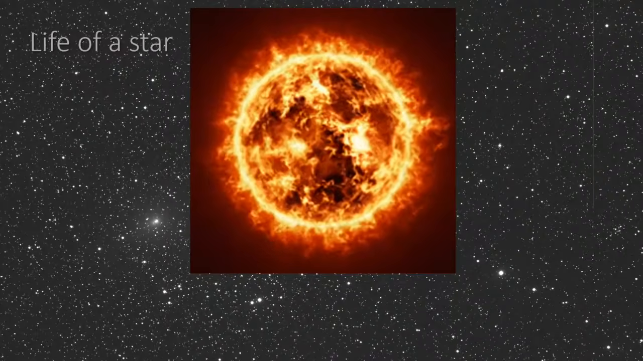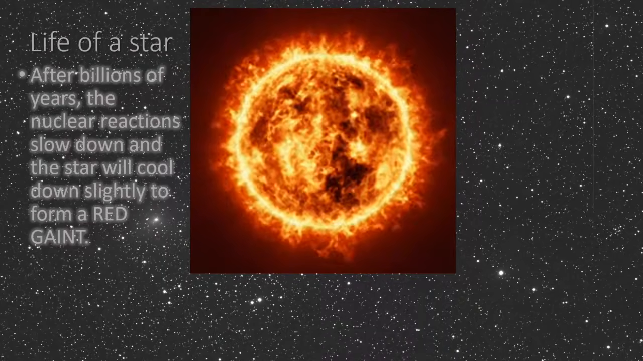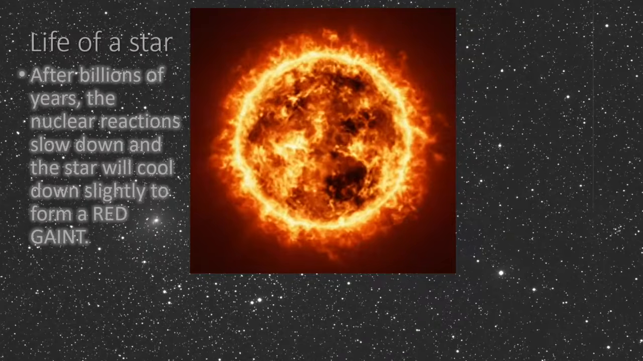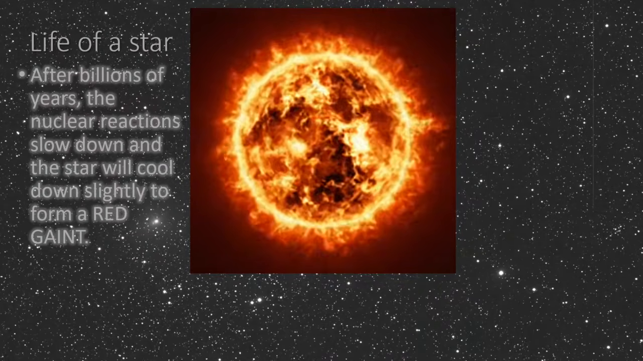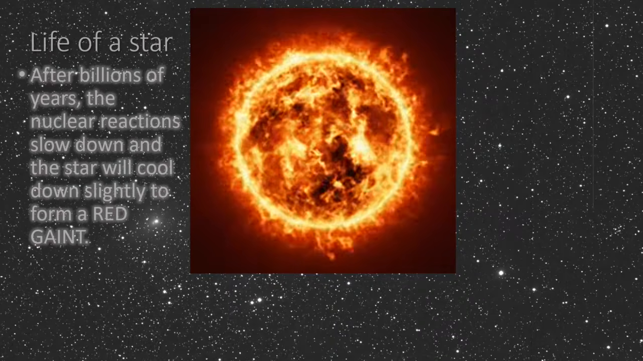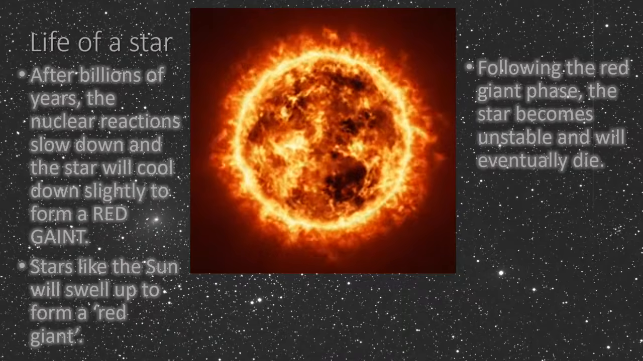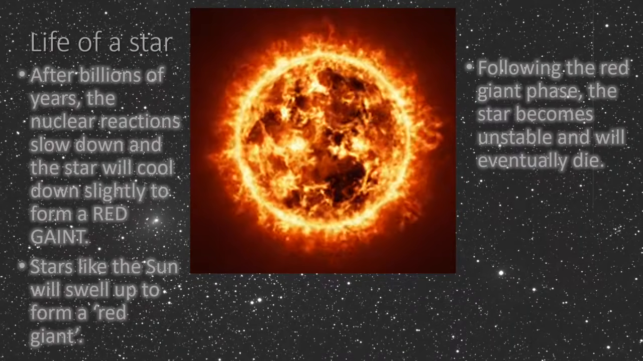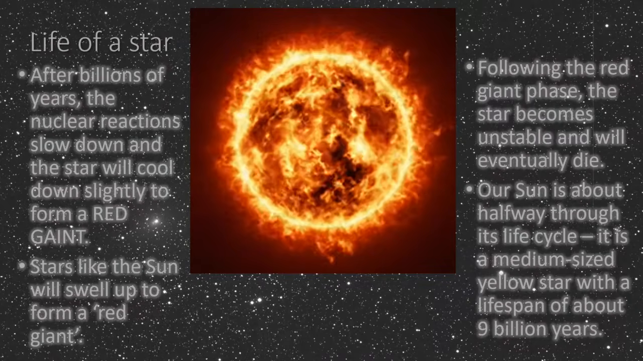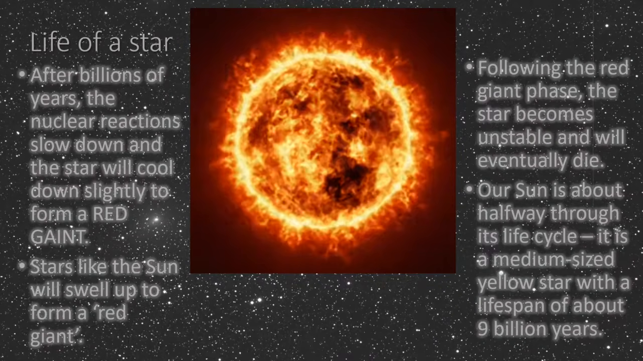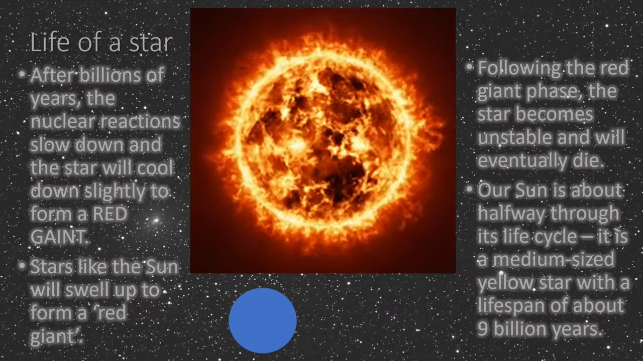Now let's have a look at the life of a star. For most of their lives, stars will change hydrogen to helium, but after billions of years, the nuclear reactions will slow down and the star will cool down slightly to form what is known as a red giant. Our Sun will swell up to form what is known as a red giant. Following the red giant phase, the star will eventually become unstable and die. Our Sun is estimated to be around halfway through its life cycle.